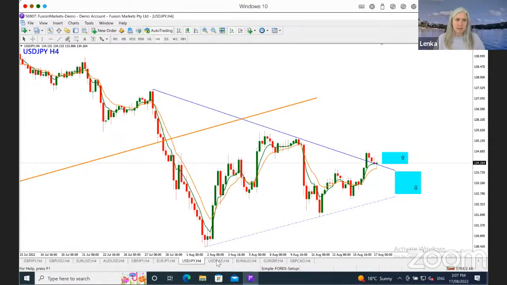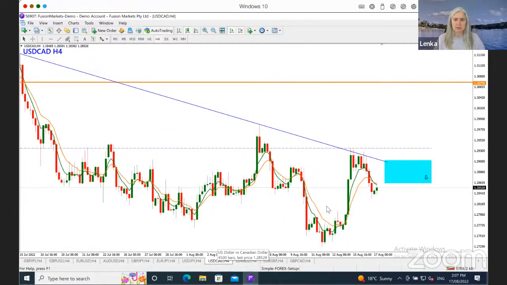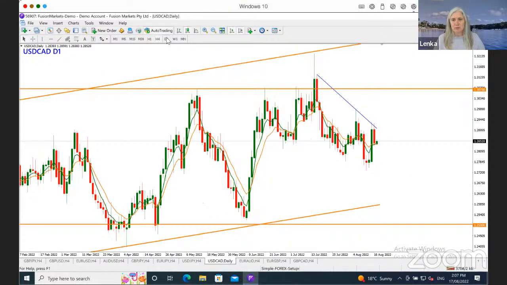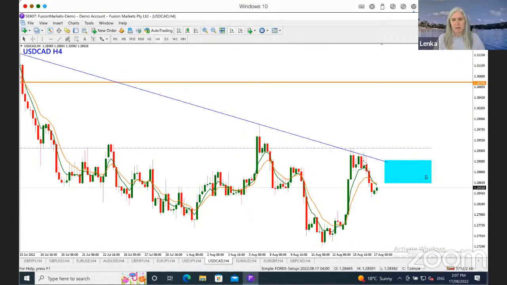The next currency pair I'm looking at is USD CAD, and USD CAD I'm looking for short. So on the daily, we've now had that price coming down off the top of the channel. On the 4 hourly, I'm looking for any reversals. Now we've turned a corner around from the top, so there might be opportunities there to take a short opportunity.